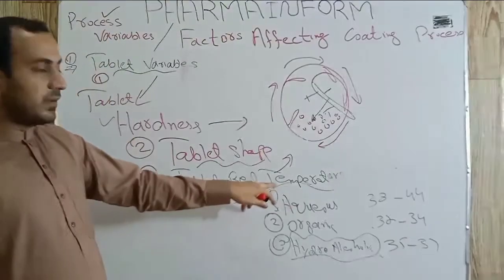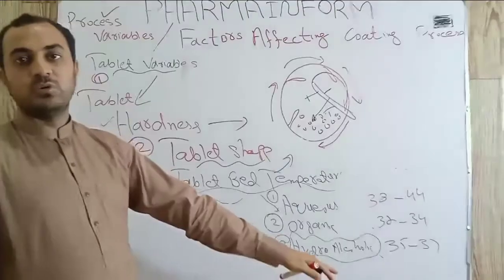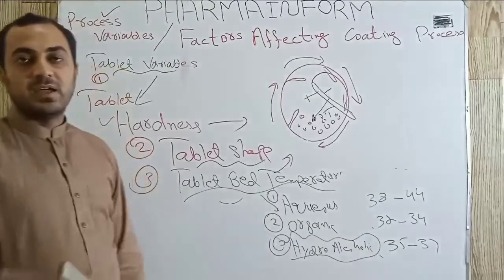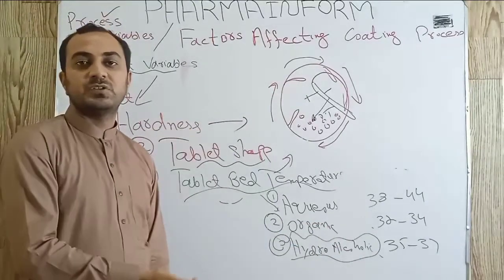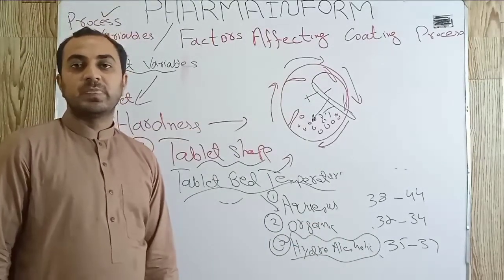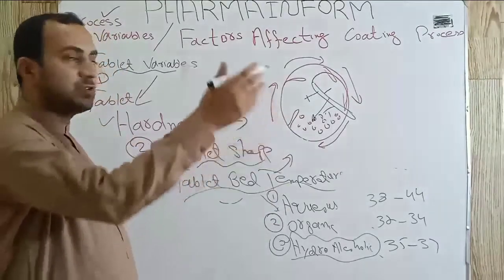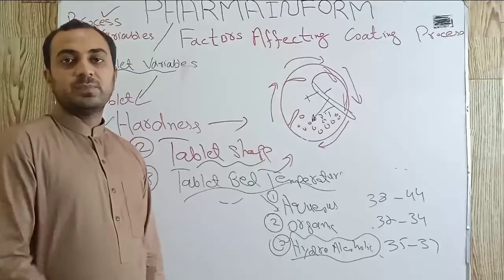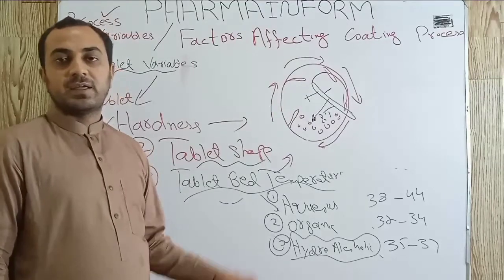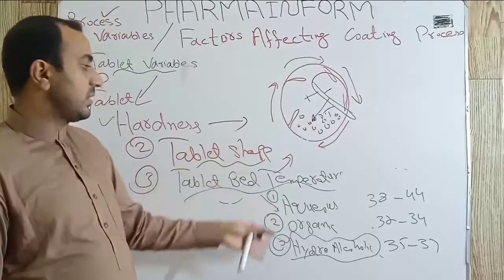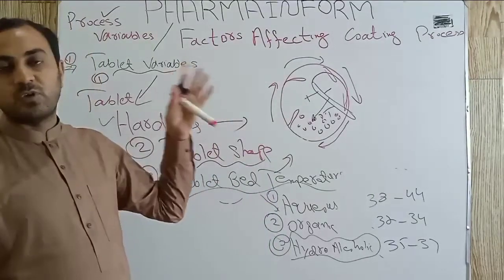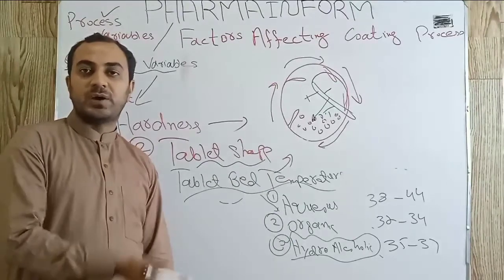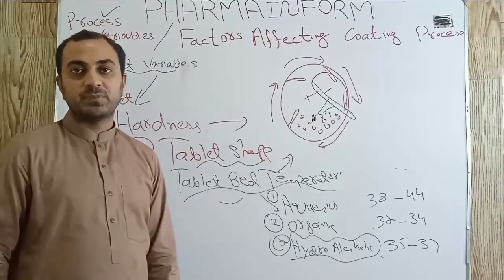So if our tablet is cool, at a temperature of 20 to 25 degrees centigrade, and we start our spray operation just after loading the tablets into the pan, when we shower our spray over the tablets it may affect the surface of the tablet, and the tablet surface may become rough or damaged. So before applying the coating suspension, we have to warm the tablets up to a certain temperature.